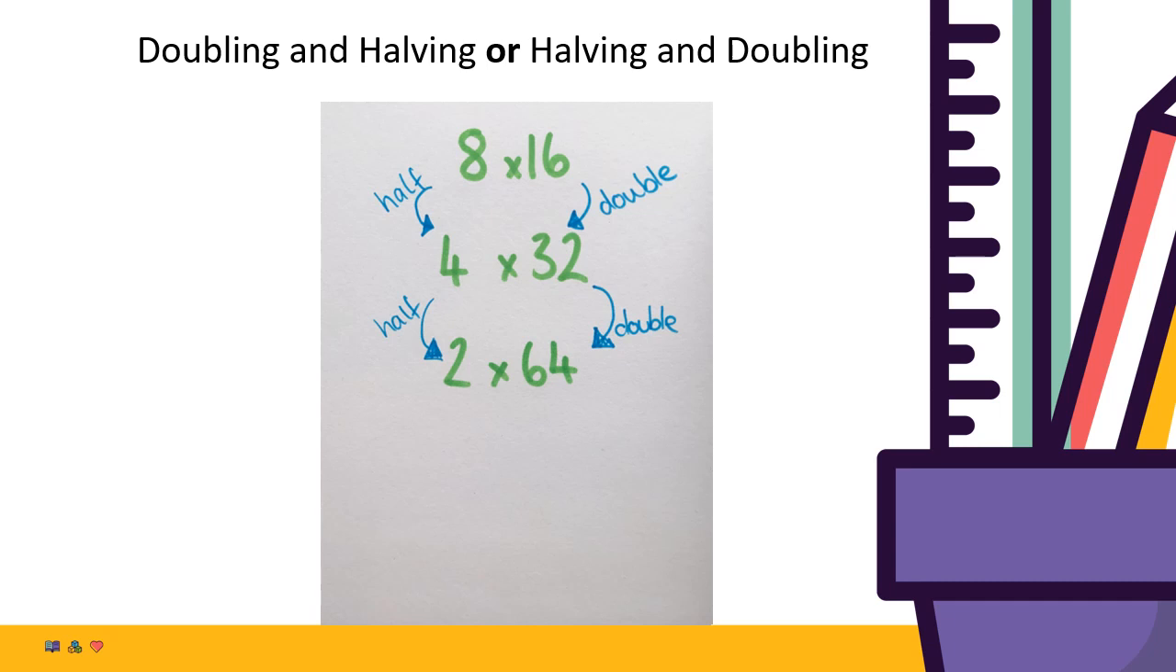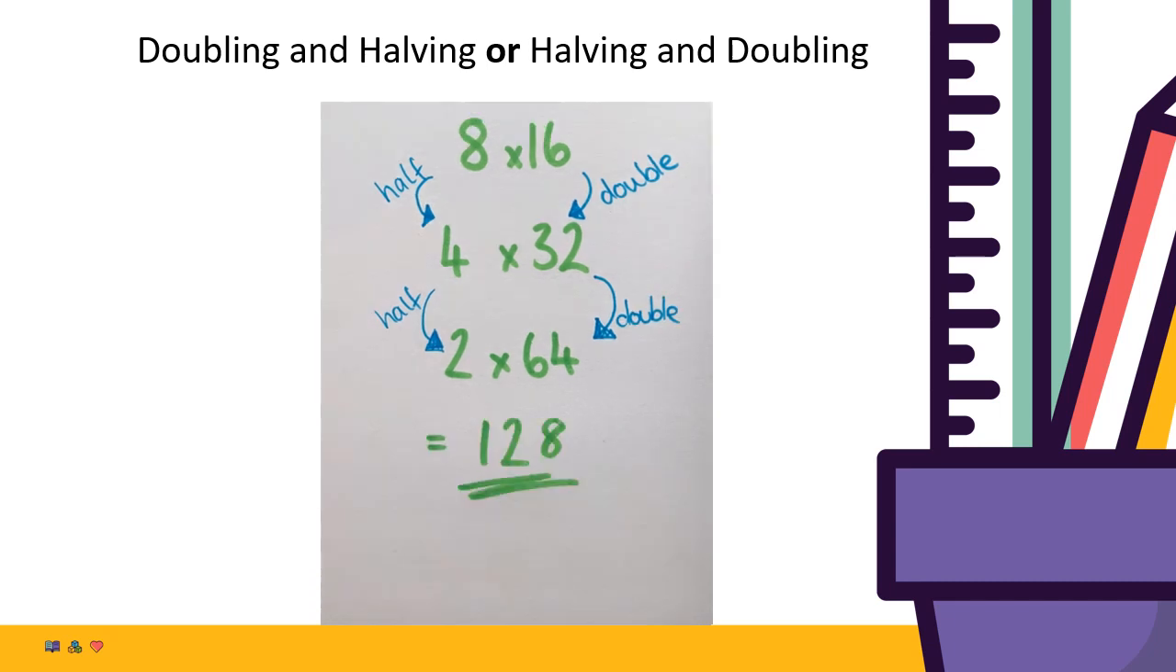2 times 64 is 128, and I got that by multiplying 60 by 2 and 4 by 2, giving me 120 add 8. The thing to be mindful of is that whatever you do to the first factor, so the first factor in this question would be 8 because it's the number that comes first, you have to do the same to the second factor, which in this case is a 16.